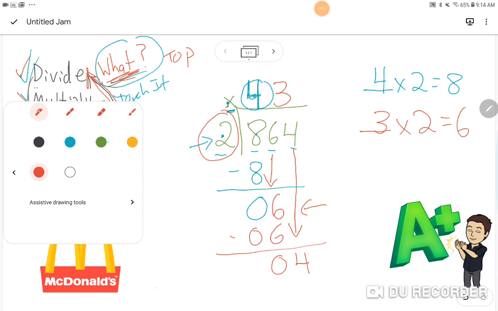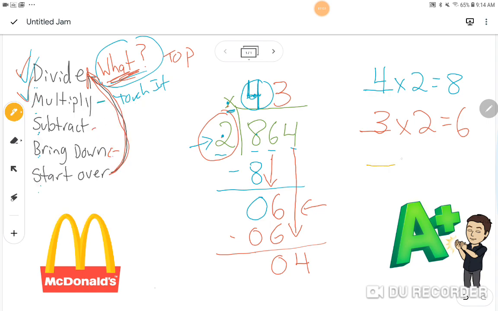Let me switch colors quick. Go back to, how about yellow? What times 2, remember it's always times 2, equals, what do we have down here this time? Equals 4. So what would you put in the blank? 2. Remember, the answer always goes on top. We just divided. Whenever you divide, you have to go through all the steps. Multiply. 2 times 2 equals 4. Subtract. You get 0.